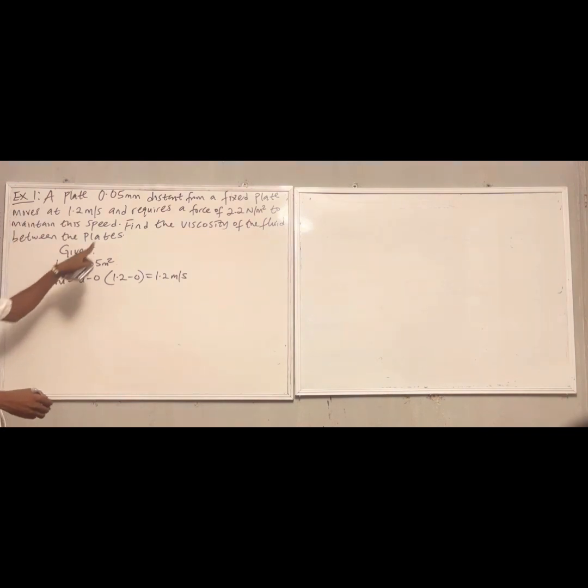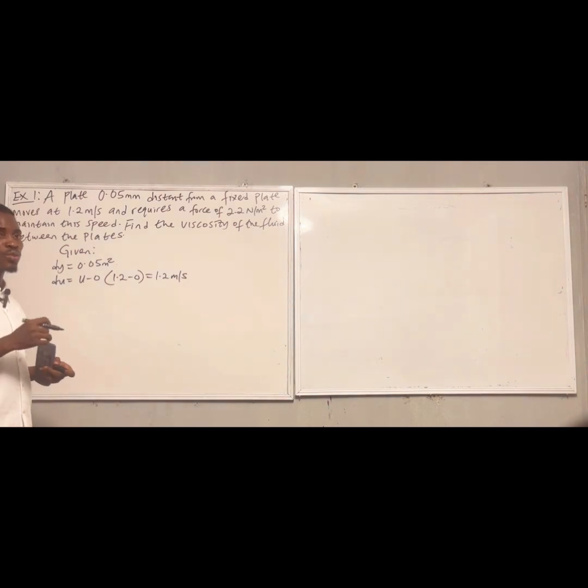And it requires a force of 2.2 Newton per meter square. So it means we require a force exerted on an area, which is the shearing stress, tau, which is 2.2 Newton per meter square. To maintain this speed, find the viscosity. We have to calculate the viscosity, which we don't have.